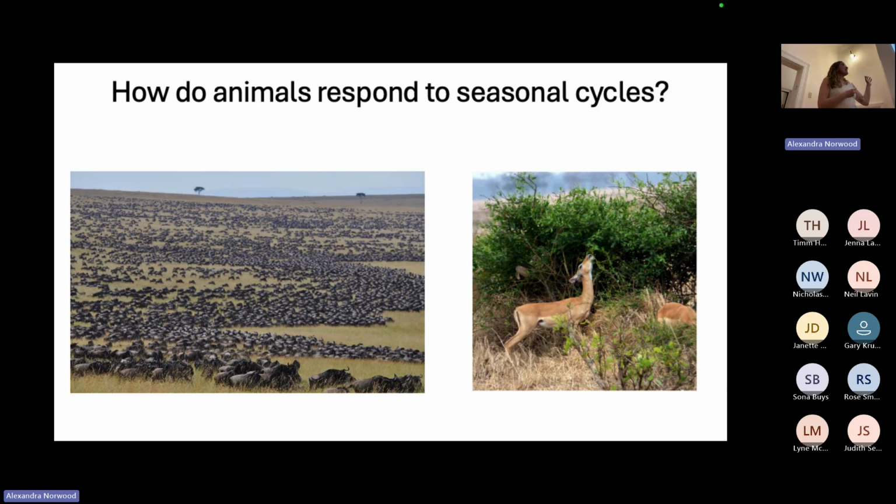So we want to understand what types of decisions animals are being forced to make during these periods of climate change, because that will tell us if we're seeing seasonal change in grass, what's causing extinction potentially.